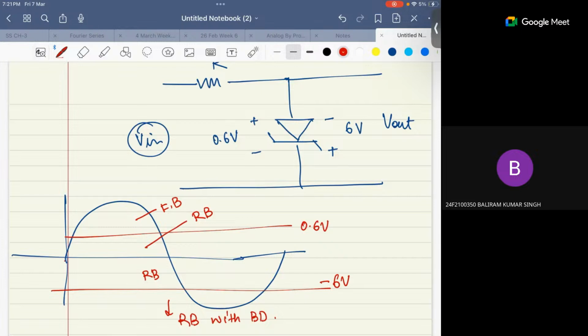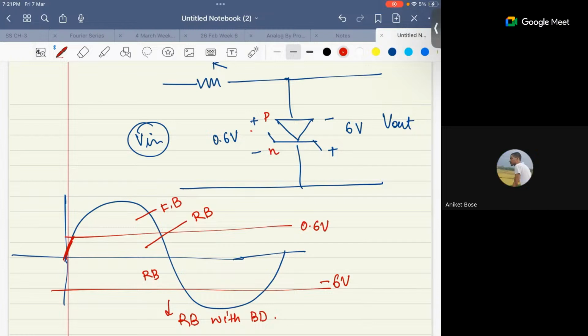From 0 to 0.6, the potential difference from P to N will be less than 0.6 volt. That means this will work as a reverse bias open circuit. Open circuit means V output and V input will be the same. From 0.6 till 10, even though we keep increasing the voltage, what will happen? It will be in forward bias, right?